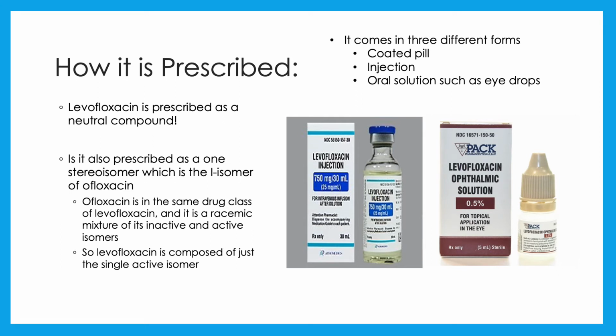So how is it prescribed? Levofloxacin is prescribed as a neutral compound, not a salt, so it has a 0 charge. It is also prescribed as one stereoisomer, the L isomer of ofloxacin. Ofloxacin is in the same drug class as levofloxacin, and is specifically a racemic mixture of its inactive and active isomers, so levofloxacin is composed of just the single active isomer. It is prescribed in 3 different forms: the coated pill, which I put a picture of at the beginning of my presentation, an injection, and oral solutions such as eye drops.